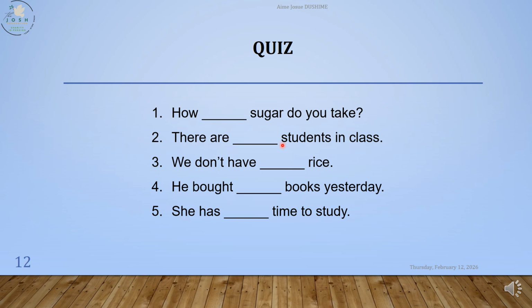There are dash students in class. We don't have dash rice. He bought dash books yesterday. She has dash time to study.